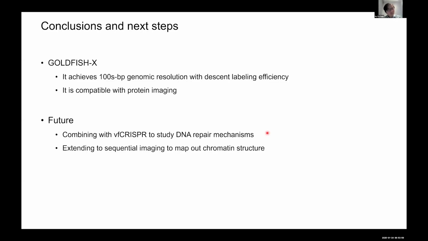So this is the conclusion. Here we developed a new DNA FISH method we term GOLDFISH X, and it has the capacity to achieve hundreds of base pair genomic resolution with decent labeling efficiency, and it's also compatible with protein imaging. So I guess this could potentially open up a lot of opportunities. In the future, we want to combine this with very fast CRISPR to study the DNA repair mechanism, and we also want to extend this tool to sequential imaging to map out the fine structure of chromatin.